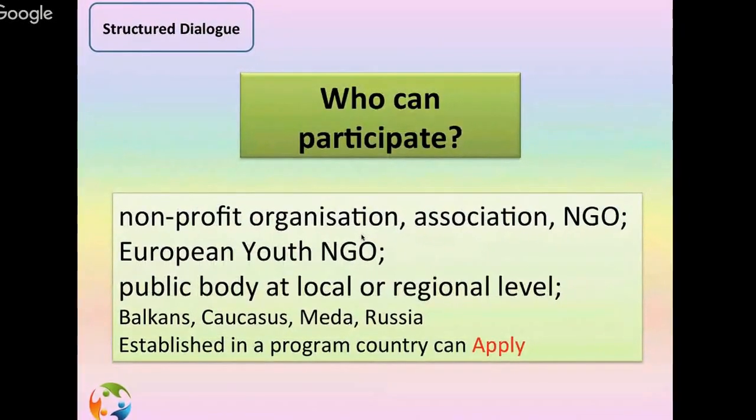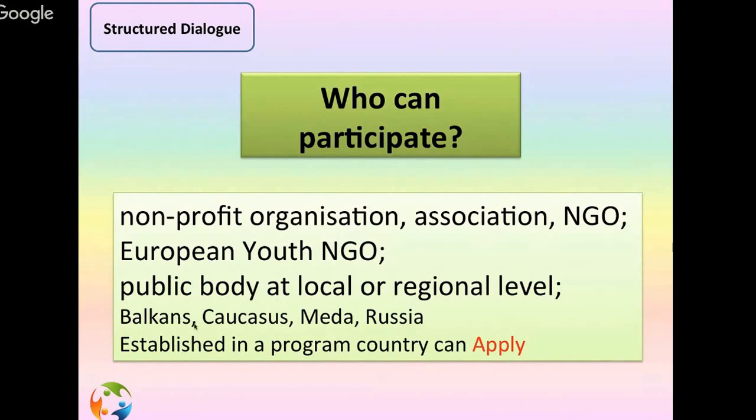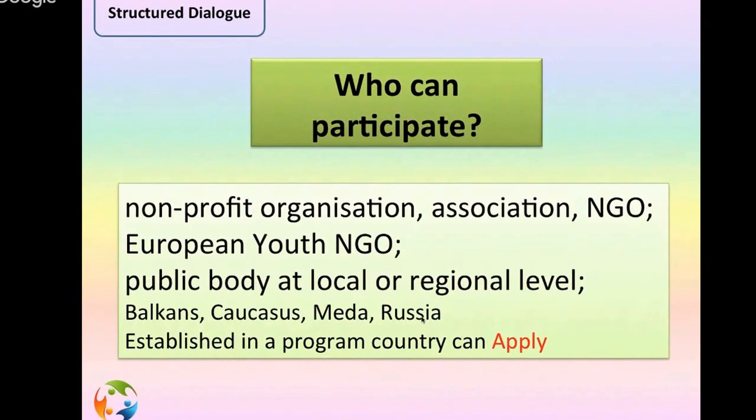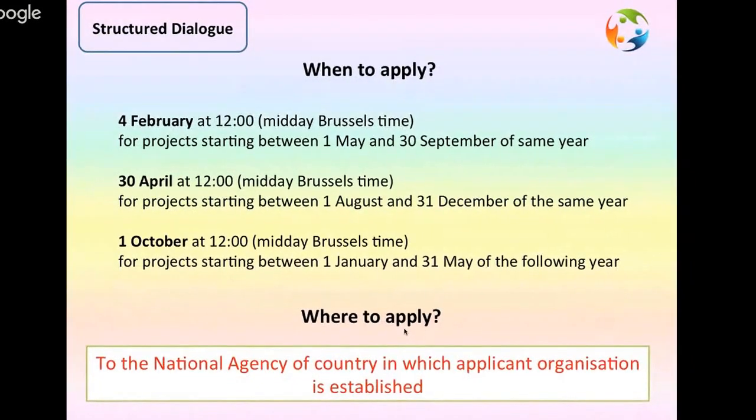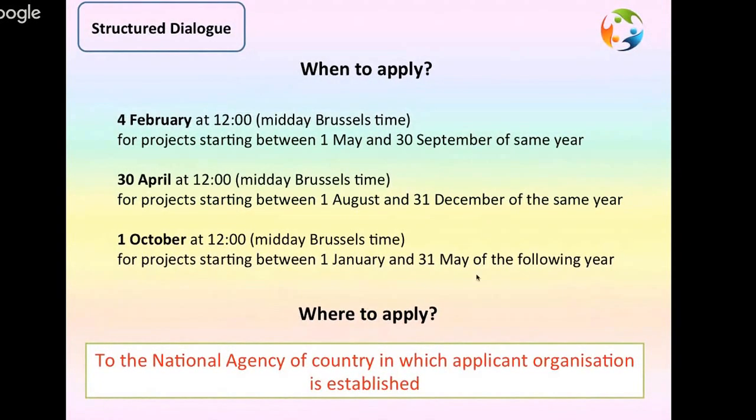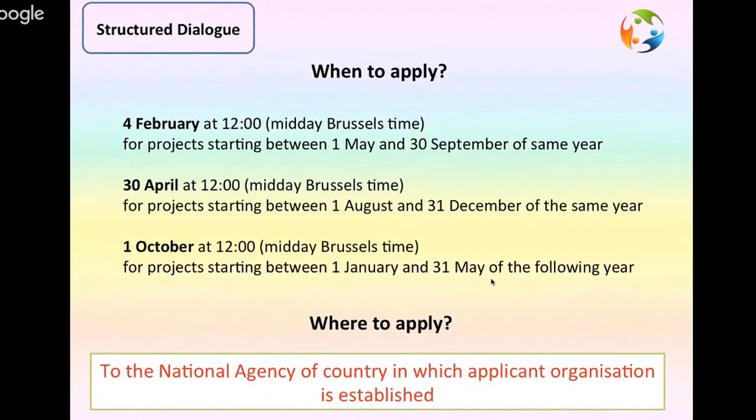The organizations that can participate are, again, non-profit organizations, associations, NGOs, European and youth NGOs, public bodies at local or regional level, and also organizations established in a foreign country can apply. These partners, Balkans, Caucasus, Med, and Russia, can be partners. The deadlines are 4th of February, 30th of April, and the 1st of October for the structural dialogue, and you apply directly to the national agency.